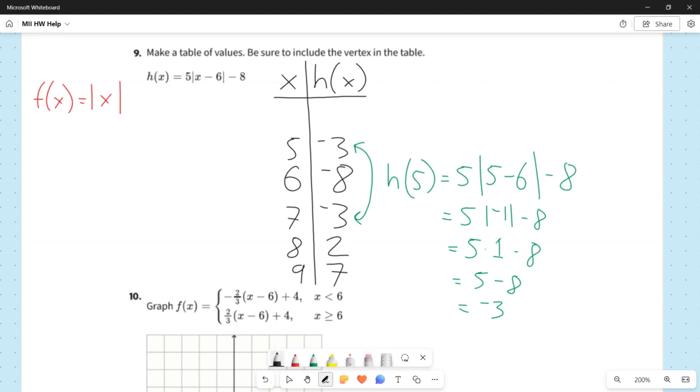For 4, 4 minus 6 is negative 2. Absolute value of negative 2 is 2. 5 times 2 is 10. And 10 minus 8 is 2, which also happens to be the same result from 8. And for 3, if we follow our pattern, we quote-unquote know it's going to be 7. But if we want to evaluate it, 3 minus 6 is negative 3. Absolute value of negative 3 is 3. 5 times 3 is 15. And 15 minus 8 is, in fact, 7. So that is my table of values.